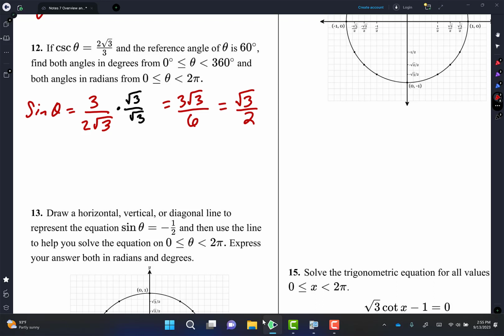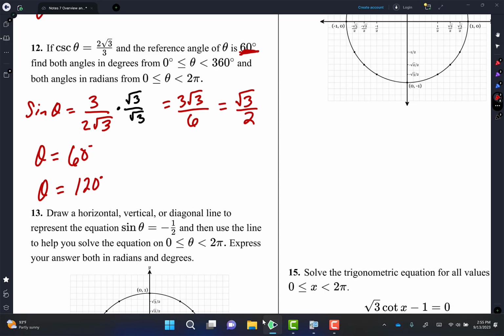And look, they're nice. They don't have to be this nice. Look, the reference angle is 60. Sine is positive in what 2 quadrants? 1 and 2. Yeah, 4 is the cosine. So here we go. Theta equals, if you're in quadrant 1, 60 degrees. If you're in quadrant 2, what's 180 minus 60? 120. But you already knew that sine of 120 was square root of 3 over 2.